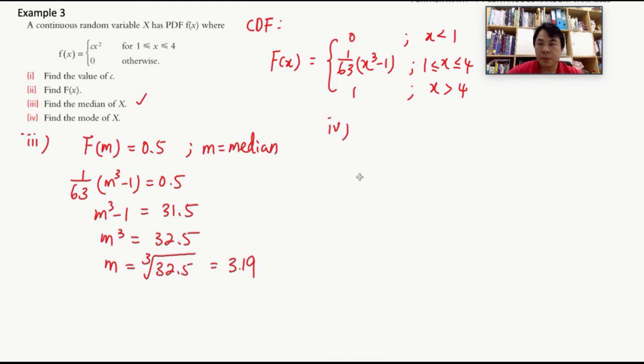Now number 4. We need to find the mode for x. Okay, the mode basically means the value of x that produces the largest probability or the largest relative frequency in this case. Right? Now, knowing that, we are going to apply the definitions to get the mode itself. So let p equal the mode itself, the value for p that represents the mode.